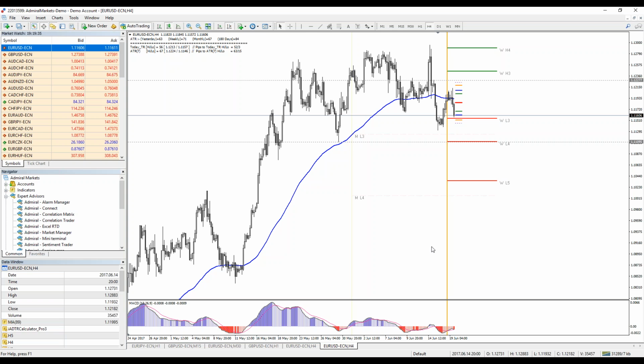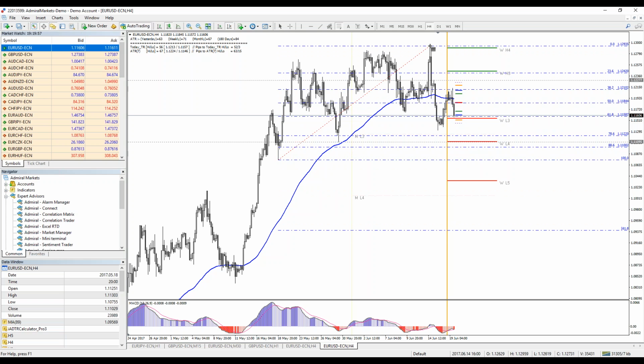Also, we have a weekly L4. Just give me a second. Weekly L4. And if we place, let's say, a Fibonacci retracement tool from this previous swing, you will see that this is indeed 88.6 here. So I think that this zone can be good for a swing trade.